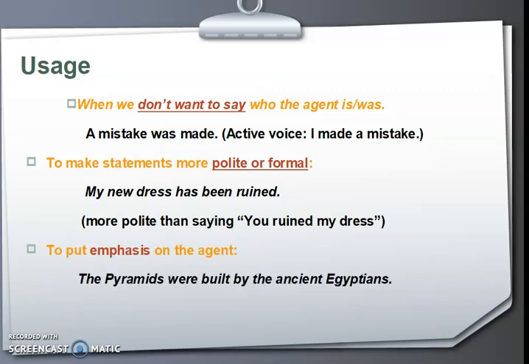And to put emphasis on the agent: the pyramids were built by the ancient Egyptians. Okay, so the focus of the sentence is the agent. The pyramids were built by the ancient Egyptians, but you see that the agent is emphasized by the by section. Who did that? By somebody, by someone, at the very end of a sentence. Okay, that's how we emphasize the agent.